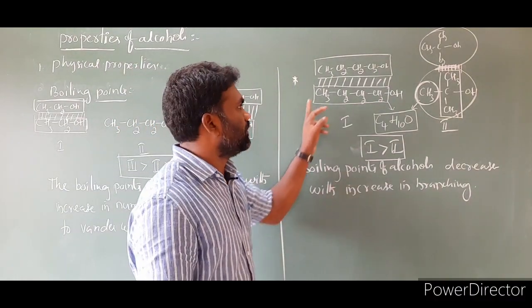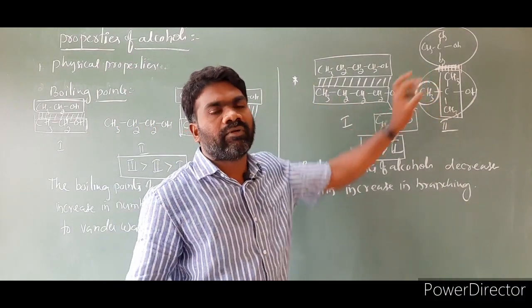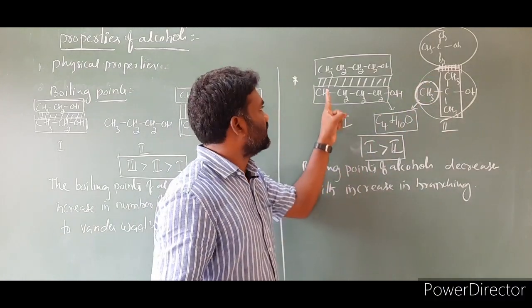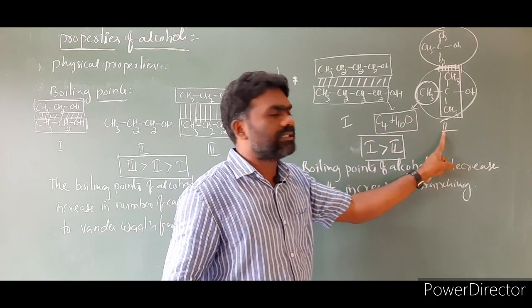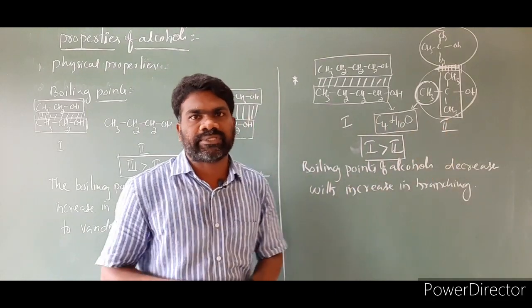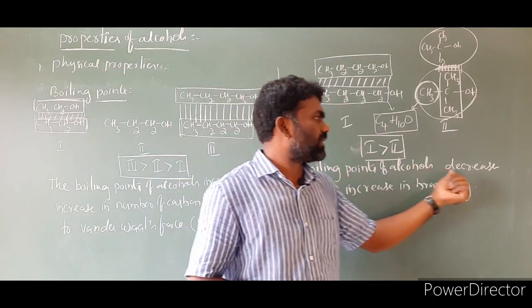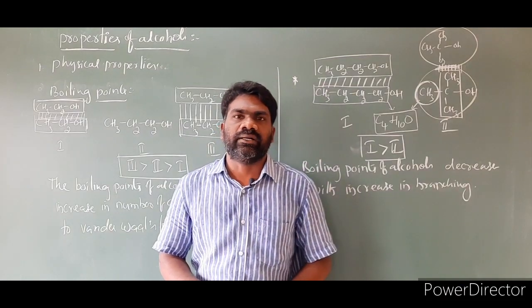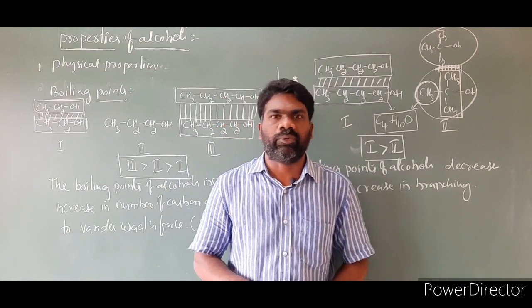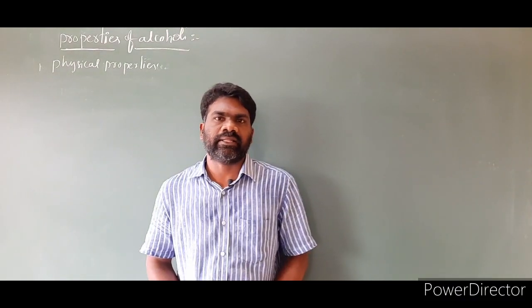What is the reason? Branching increases, van der Waals force decreases. So this alcohol, structure 1, has more boiling point than the second structure. This is among isomers. Among the isomers, boiling points of alcohols decrease with increasing branching. This is the second point regarding the boiling point. Next point regarding the boiling points.